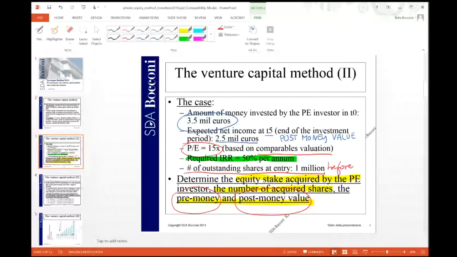And this is the first answer to our slide. Calculate the equity stake acquired by the private equity investor, and the equity stake acquired by the private equity investor is 70.9%. The number of acquired shares, the pre-money and post-money value. So let's go on with our reasoning, and let's return to our whiteboard.